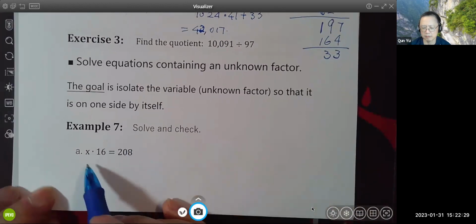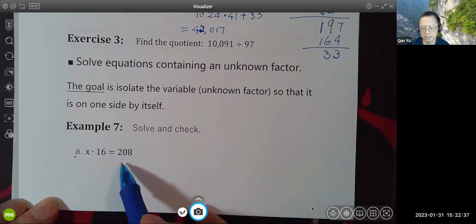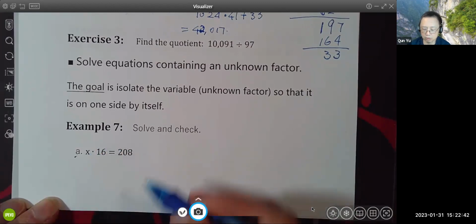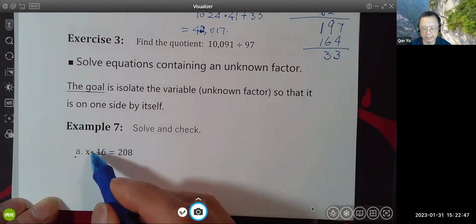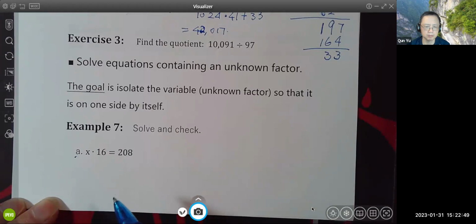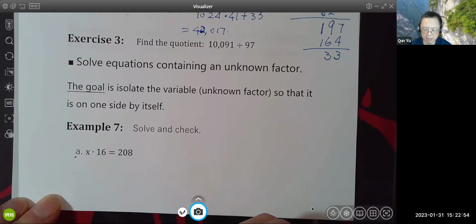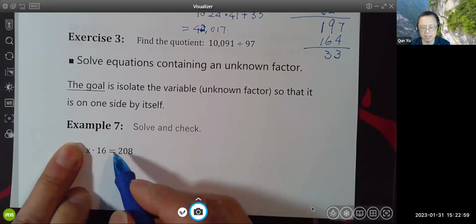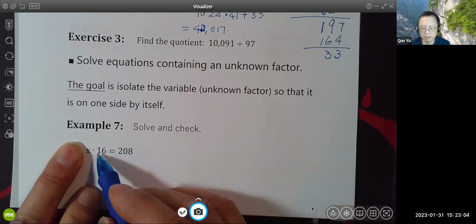So now we have the first equation, x times 16 equals 208. In algebra, usually we use a dot to indicate multiplication. We don't use this cross. The reason is it's very confusing if you also have x in it. People don't know which one is multiplication, which one is x. So we use a dot to indicate multiplication. Now our goal is to have x by itself, so that the other side is number, we call it answer, right? How to get rid of 16?